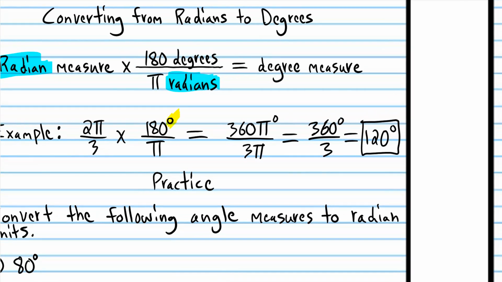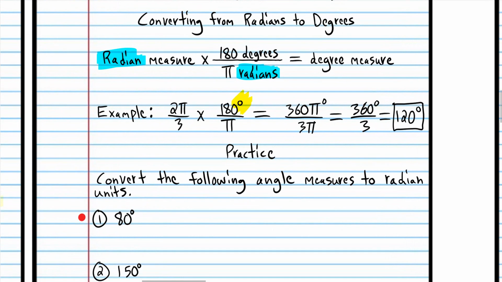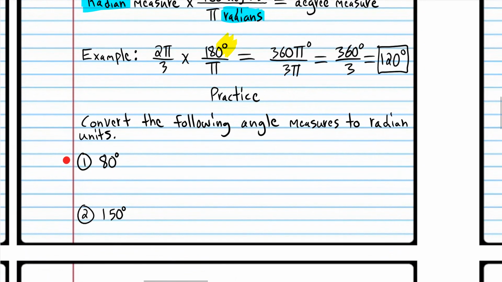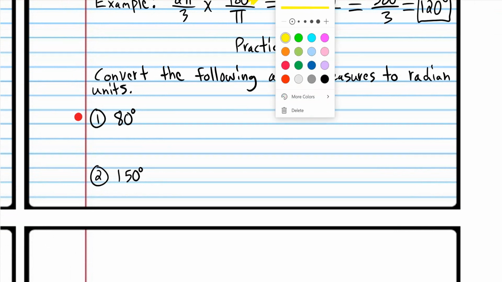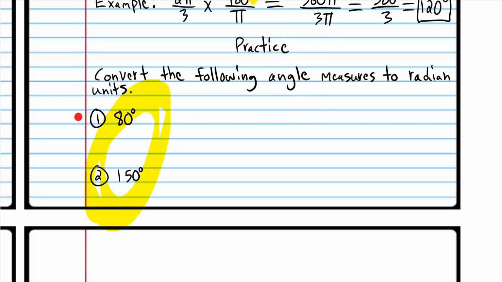Now we have degrees, the degree symbol, and it doesn't cancel out, so that's our final answer there. Degrees. So let's do some practice problems. We have the measure of various angles in degree units, and we're going to convert to radian units.